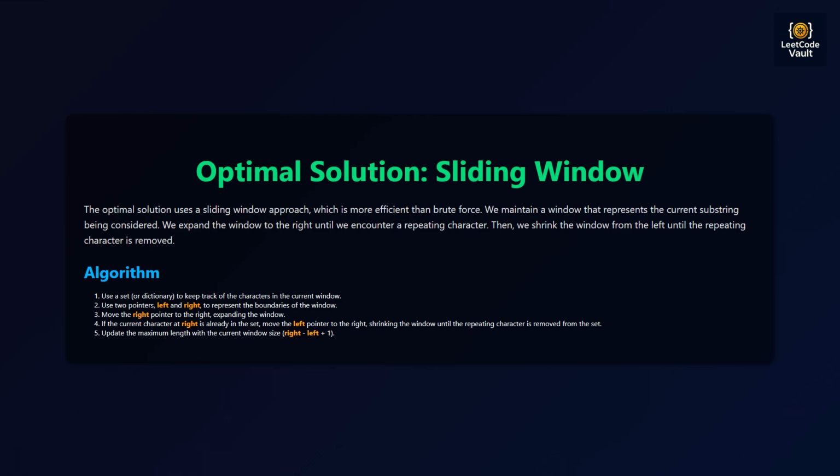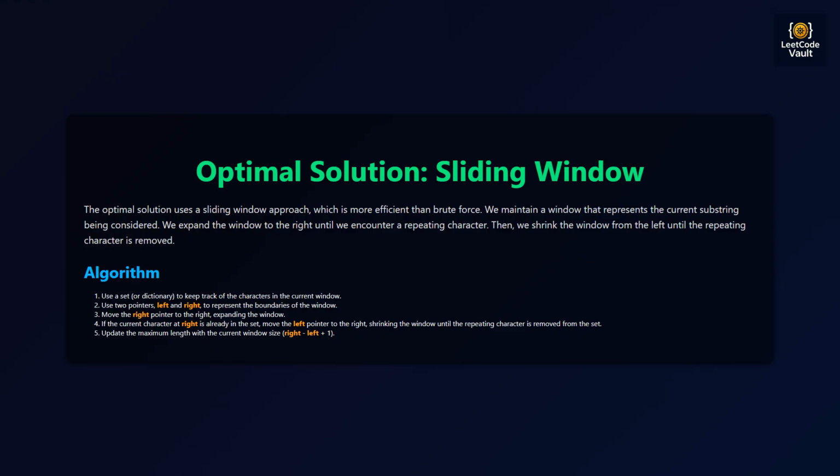Optimal solution. The optimal solution leverages a sliding window. Imagine two pointers, a left and a right pointer. Initially, both point to the start of the string. The right pointer expands the window to the right, adding characters. As we add characters, we check for repetition using a set to efficiently track seen characters. If we encounter a repeating character, we move the left pointer to the right to shrink the window until the repeating character is outside the window.